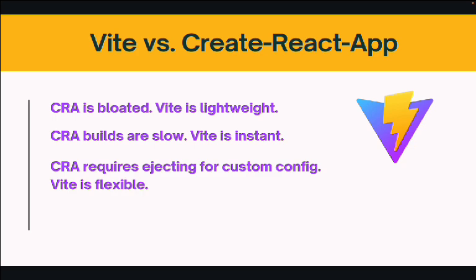You see, Create React App is bloated while Vite is lightweight. Create React App builds are slow, but Vite is instant. Create React App requires ejecting for custom configuration, while Vite rather is flexible. Alright, having considered all the advantages of Vite over Create React App, head over to the Vite documentation so we can see how we can start our first Vite application with React.js.